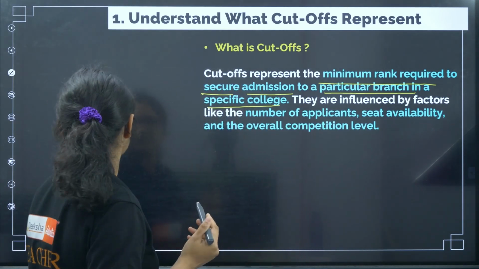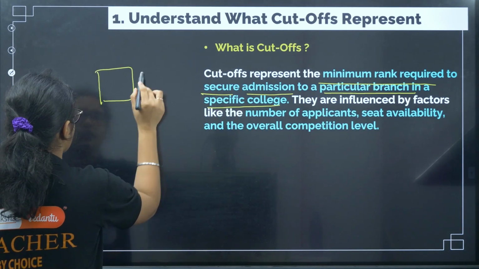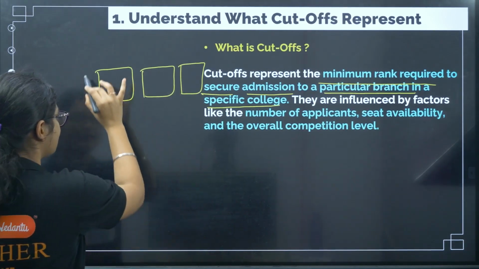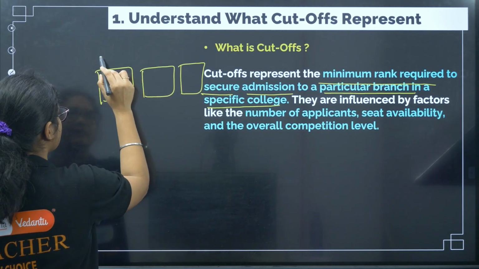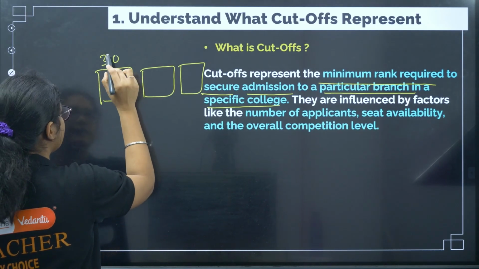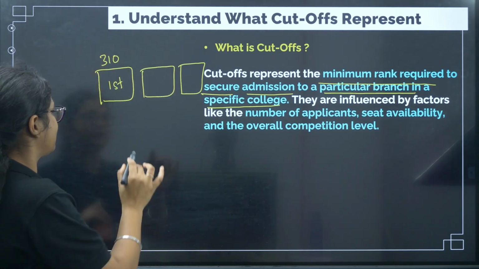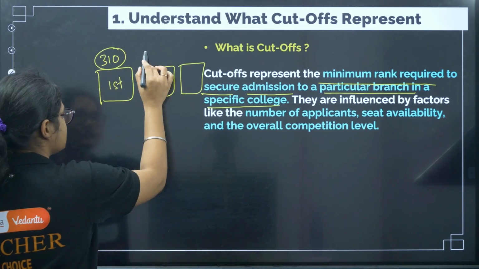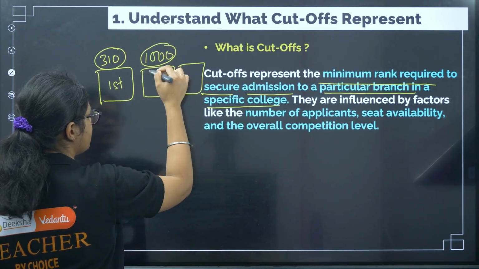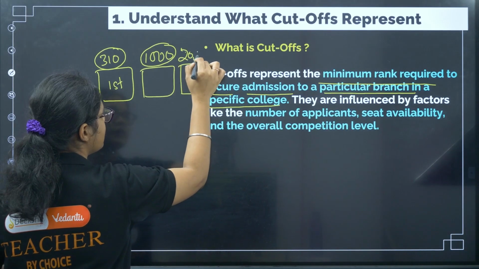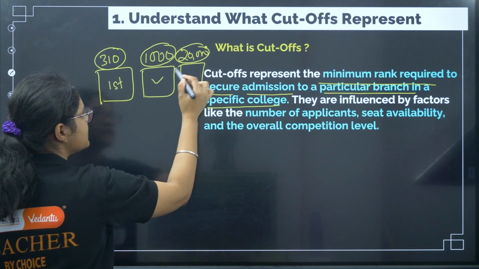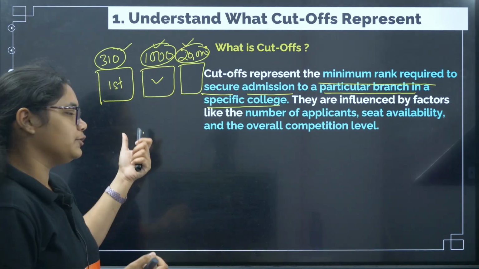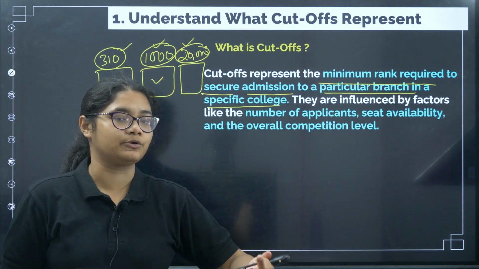For example, imagine you have 3 colleges. They say that for the first college, if your rank is below 310, then you can get into this college. If your rank is 1000, then you can get into this college. If your rank is 20,000, you can get into this college. So these are the cutoffs, the rank that you should have to get into a particular college and a particular course.